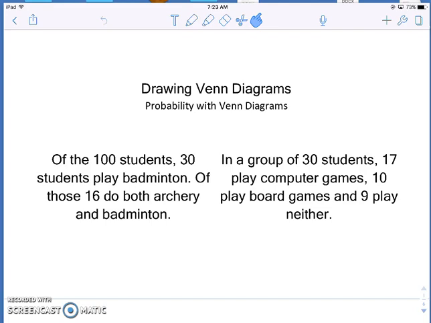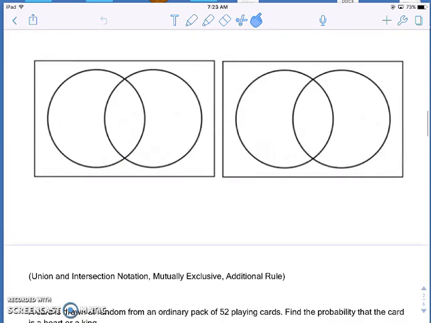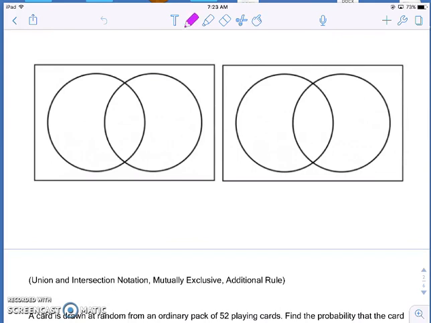So for our first day of probability, we are going to take a look at some Venn diagrams. We're going to take a look at this first one on the left first. Of the 100 students, 30 students play badminton, and of those, 16 do both archery and badminton. So if we go down to this Venn diagram, we can fill it out here.